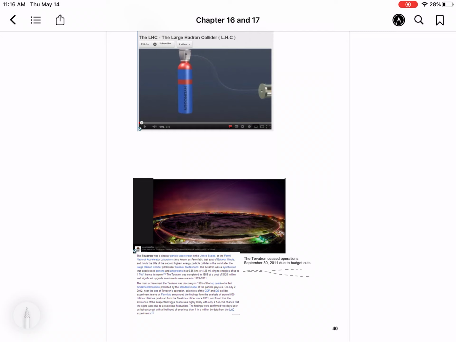There are a couple other particle accelerators. There was the Tevatron, which was closed on September 30, 2011 because of budget cuts. This was the one in the States. It was pretty good, but it wasn't quite the same as the LHC.